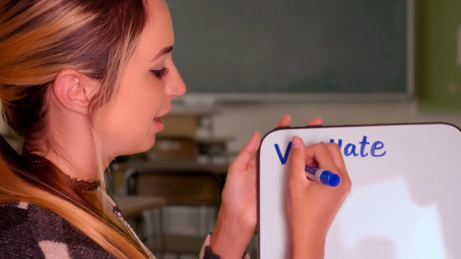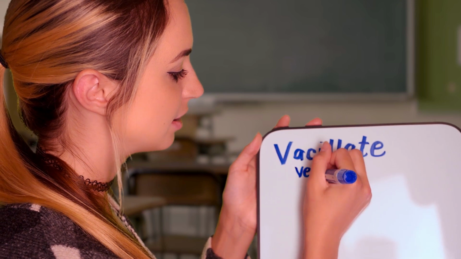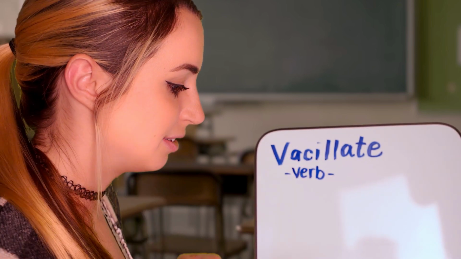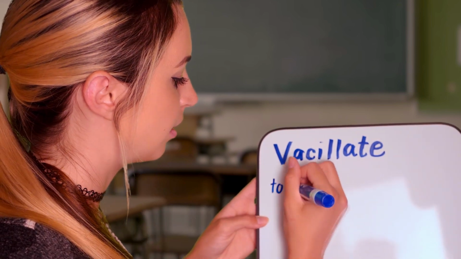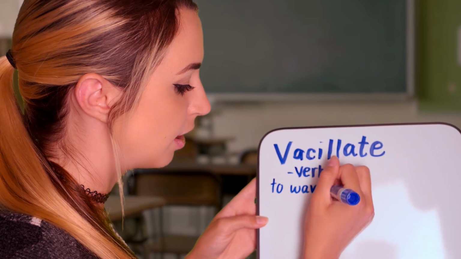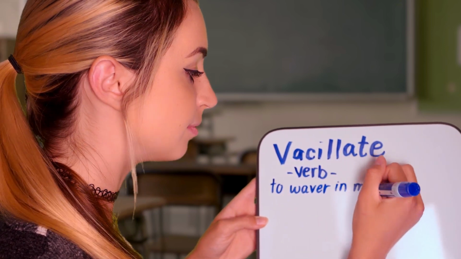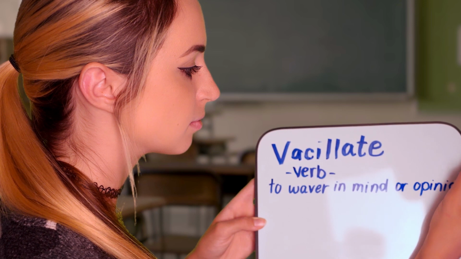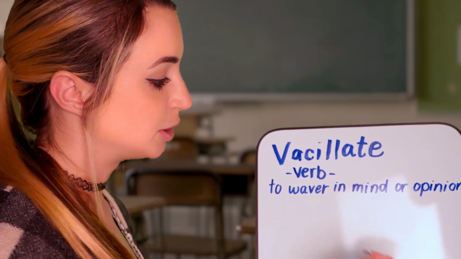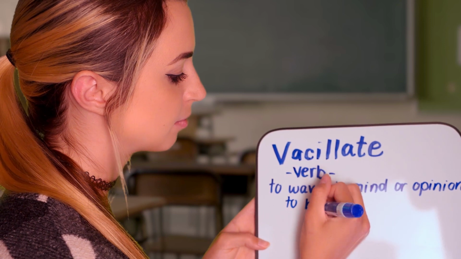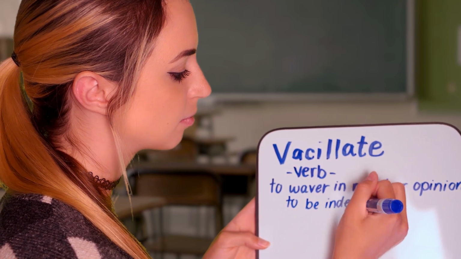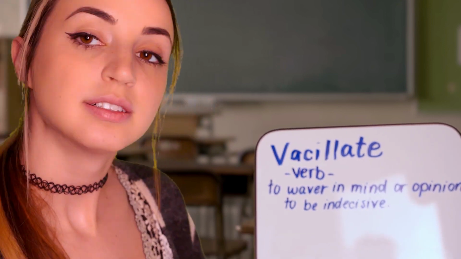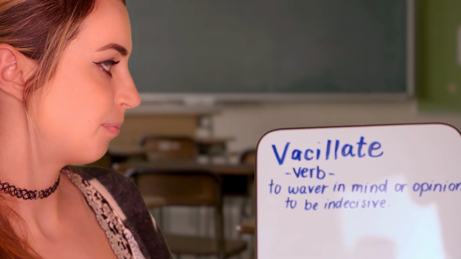A verb. To vacillate. Now, to vacillate means to waver in mind or opinion. To be indecisive. Were you having trouble remembering this one?